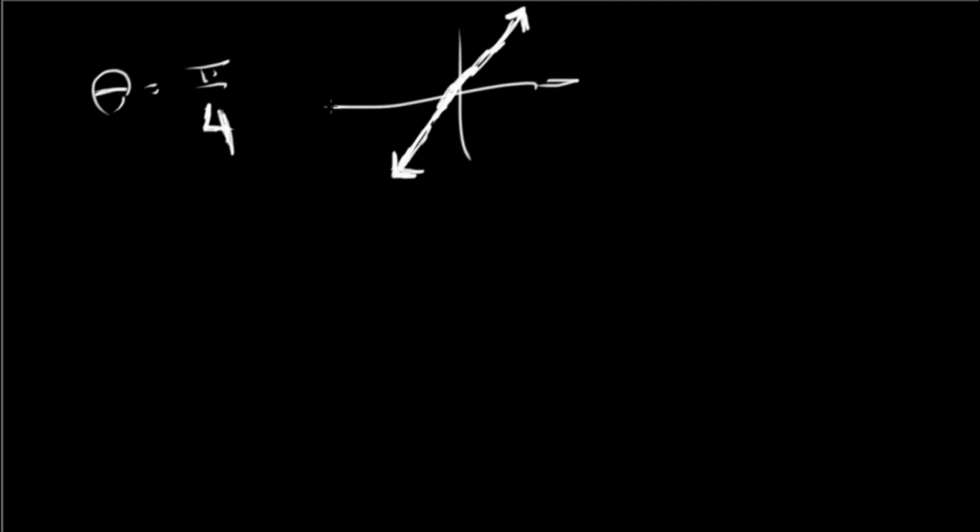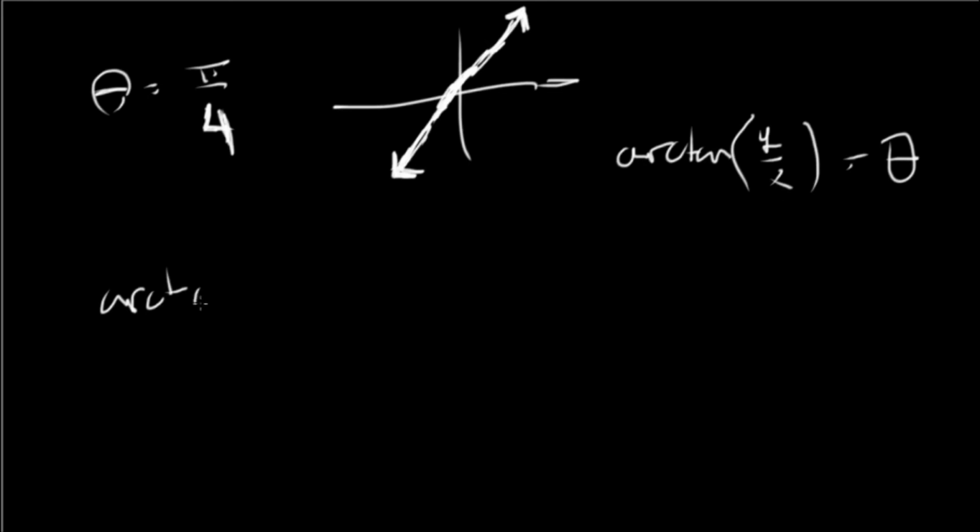What is theta in the Cartesian coordinate system? Well, I know this, arctan of y over x is equal to theta. So I'm going to go ahead and substitute. So theta is equal to arctan of y over x. That's equal to pi over 4. And then how do I solve this? Well, there's several ways you can think about it. I'm just going to take the tan of both sides.